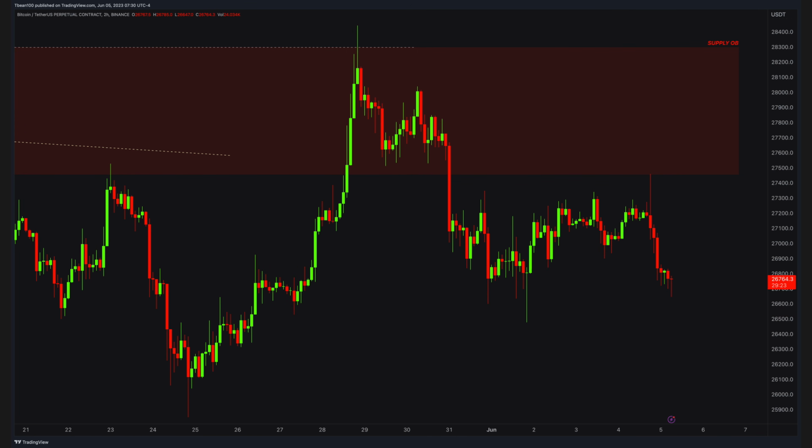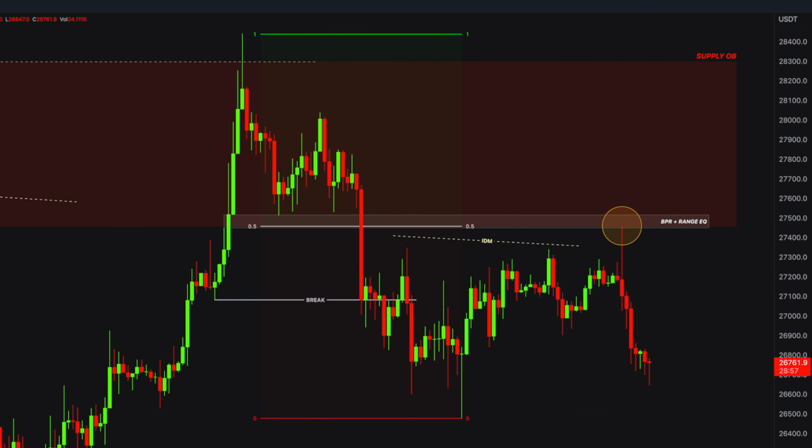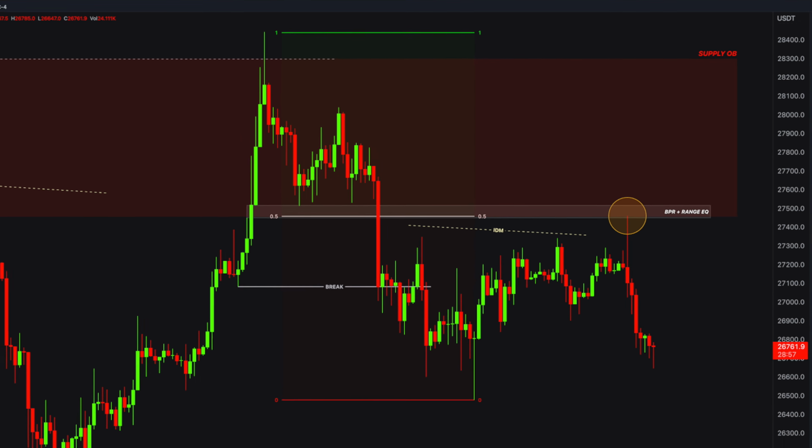Now, let's have an idea about price levels by using the premium and discount tool. As you can see, price wicks the EQ point and clears all this internal liquidity. But what else could we look for? Notice the BPR. How perfectly the price reacts to this BPR. It is magnificent, is it not? Range EQ and BPR combo.